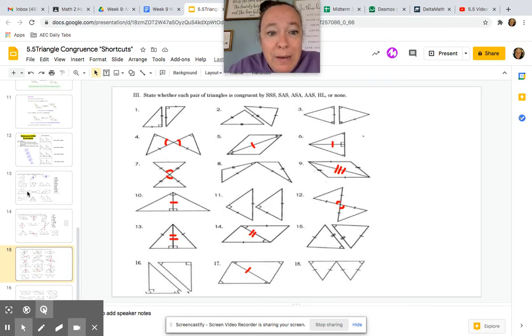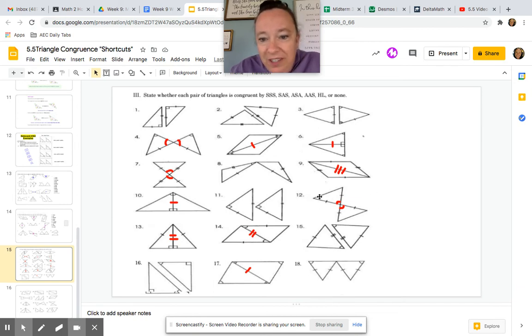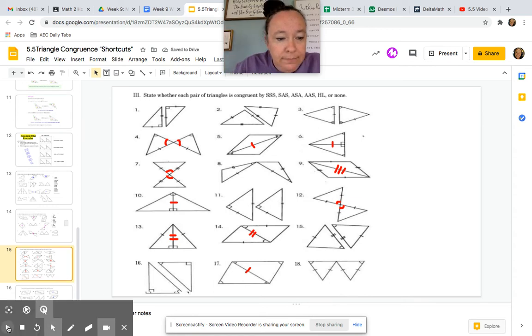All right, so I went and put some markings for you so you could make sure you realize what's going on with these. And again, you should be coming up with what you think the congruent shortcut is for each of these, okay? So make sure you're numbering straight down on your paper. Make sure that you put SSS, SAS, ASA, AAS, HL, or none. And then you're going to be doing the same thing for the next slide, okay? Because it's 1 through 30.